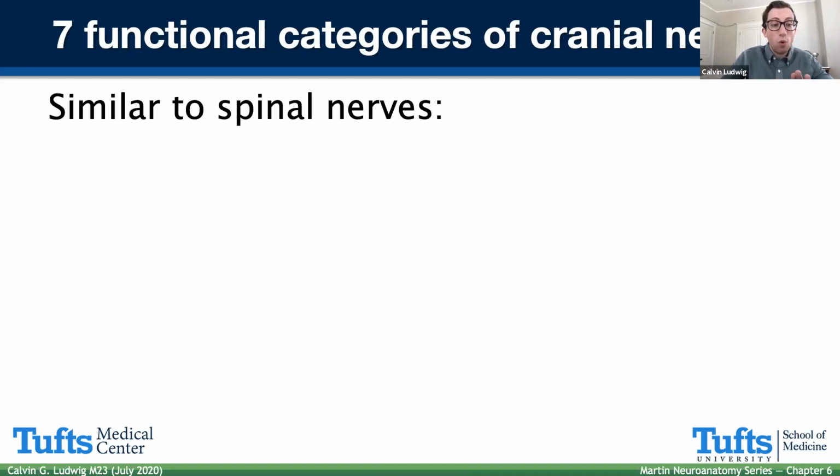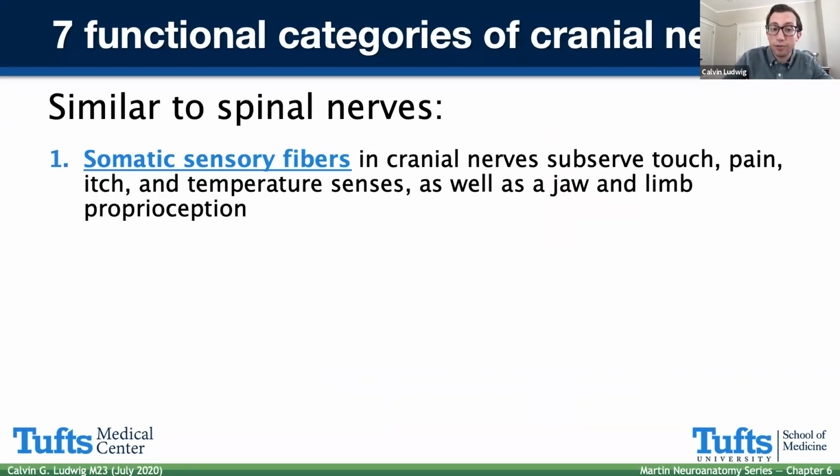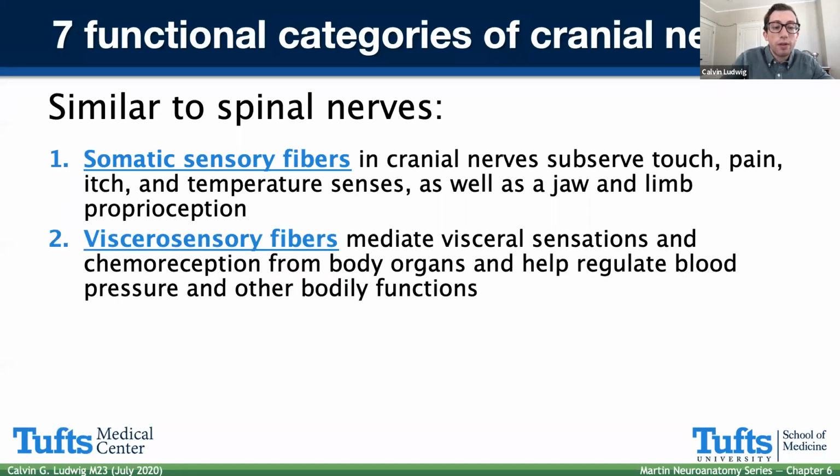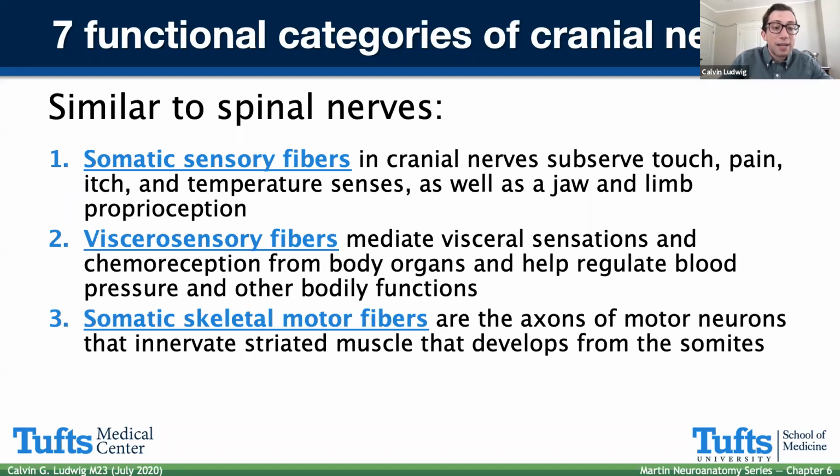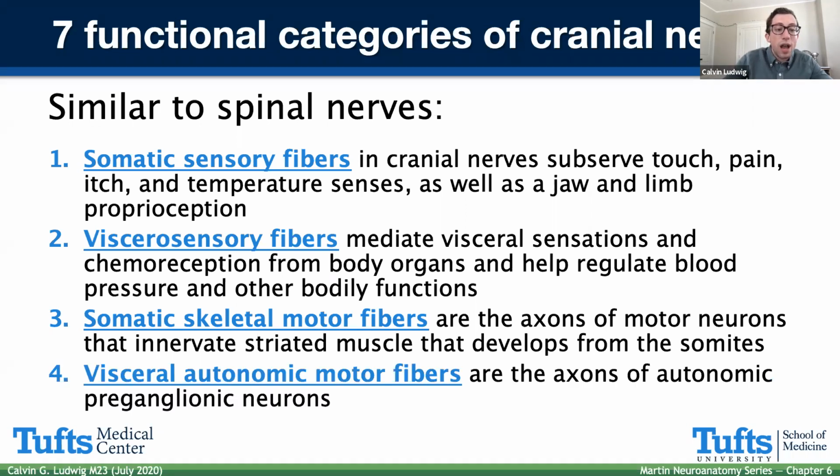Now, there are 4 categories that are similar to the spinal nerves. First, there are somatic sensory fibers: touch, pain, itch, temperature, jaw and limb proprioception. Then we have viscerosensory fibers mediating the visceral sensation, chemoreception from body organs and helping regulate blood pressure. Somatic skeletal motor fibers are the axons of motor neurons that innervate striated muscle that develop from the somites. And then 4th, similar function, is the visceral autonomic motor fibers. These are the axons of autonomic preganglionic neurons.